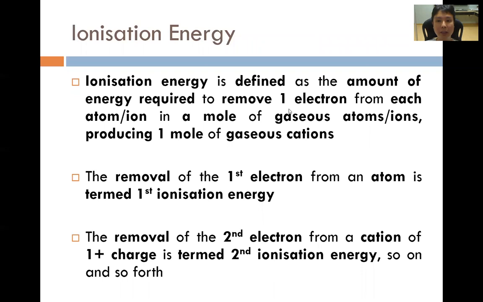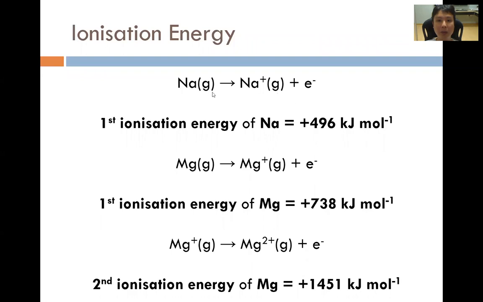Notice that the definition includes the word gaseous, and hence it's extremely important to include the state symbols in this chemical equation that defines ionization energy. The first ionization energy of sodium atom is plus 496 kilojoules per mole. One thing that I would like to discuss here first is that it's a positive value. The reason is that the electron is attracted to the positive charge of the nucleus, hence we actually have to supply energy in order to remove the electron from the attraction of the nucleus. Hence it's positive, which is endothermic, and energy is required to do ionization energies.